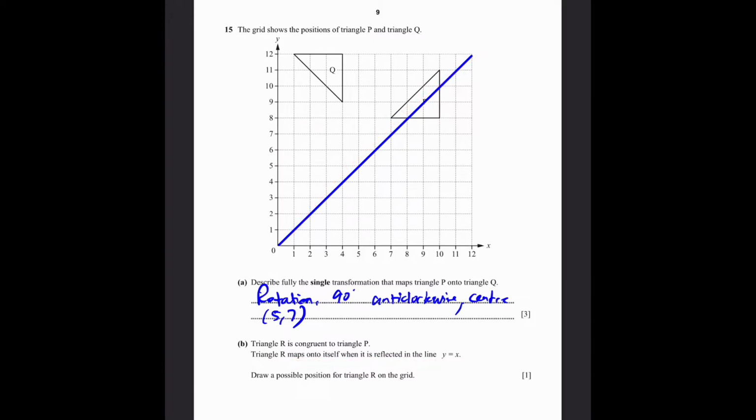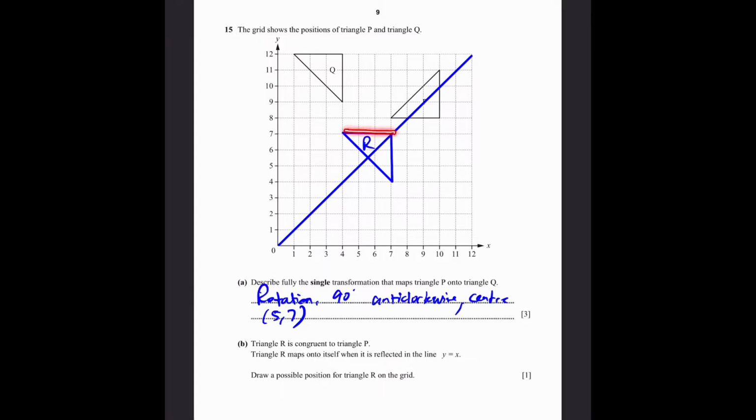And triangle R maps onto itself when it's reflected in this line. That means, indirectly, that this is the line of symmetry for triangle R, meaning that triangle R has to have its two sides extending out something like this, both of 3 units, and the diagonal over here. Let me just put the point exactly there. So diagonal has to pass through the line y equals x as a perpendicular bisector. So y equals x passes through this line and bisects it at a 90-degree angle. In other words, this is the perpendicular bisector for the diagonal of triangle R.